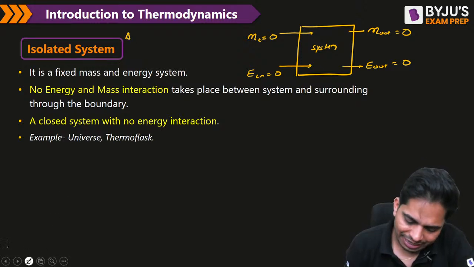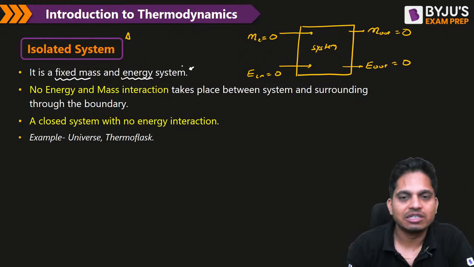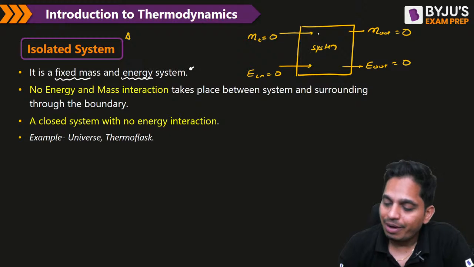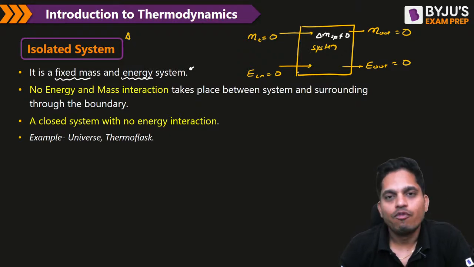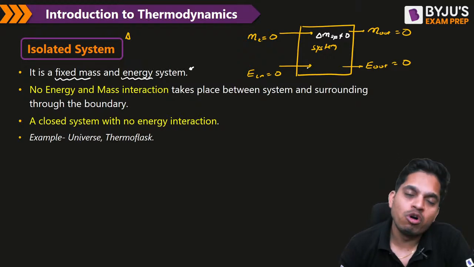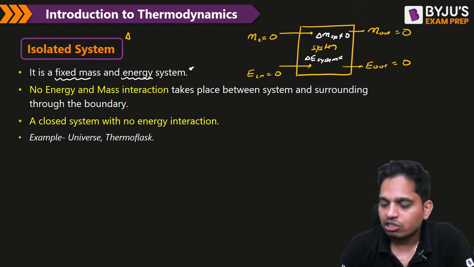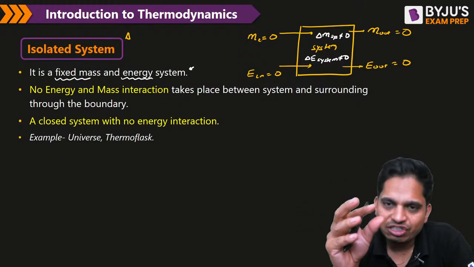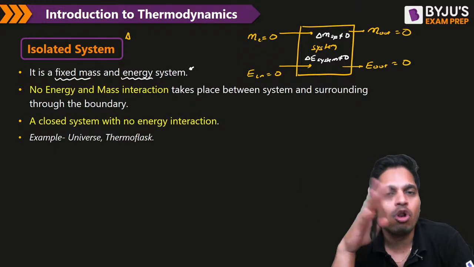So as you can see here, it is a fixed mass and energy system. Fixed mass and energy system. That is, the mass of the system will not change. Whatever mass is there remains fixed. Why? Because no mass is entering, no mass is leaving. Similarly, the energy of the system will not change. That is, no energy is entering, no energy is leaving. Whatever energy is inside the system will remain conserved, it will remain the same, it will not change.